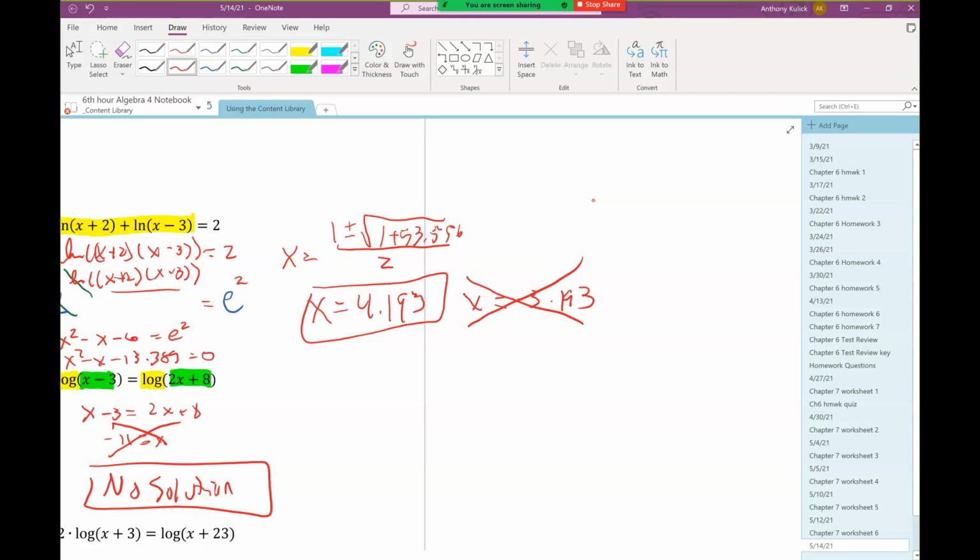Okay. And again, both answers might work, one answer might work, neither answer might work. You just have to check them at the end. So if neither answer works, do you just cross them out or do you label it as no solution? Yeah, you cross them both out and say no solution. Okay. All right, thank you. Yeah, no problem.